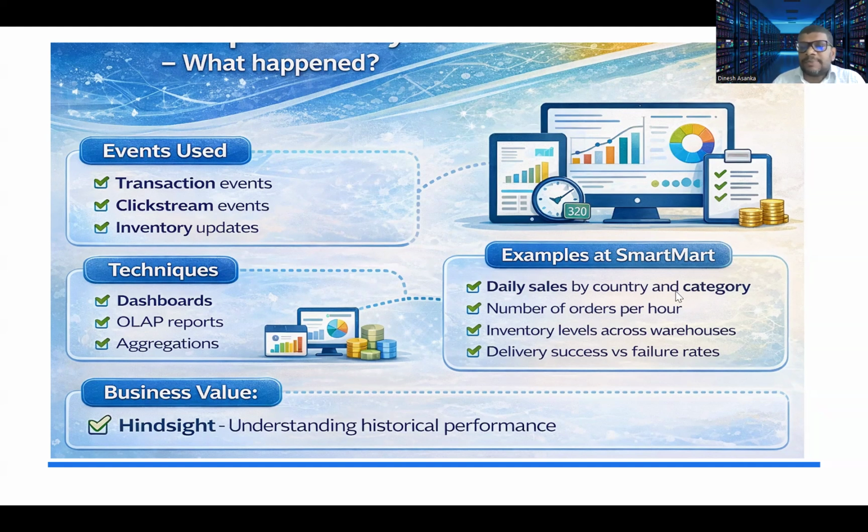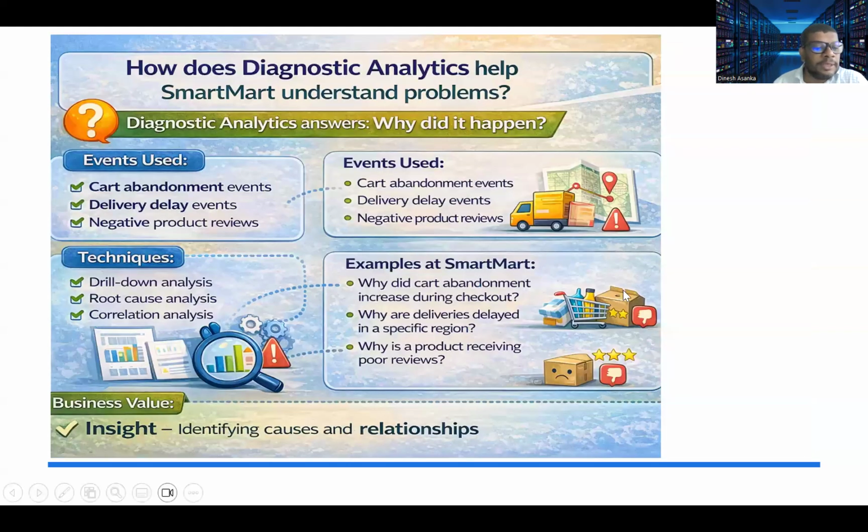So here you can see what types of events, that is daily sales by country and category, number of orders per hour, inventory level across warehouses, delivery success and failure rates. So those are the descriptive analytics that you can perform. Then we will be moving to the diagnostic analytics. So reasons, I'll read out the examples. Why did the cart abandonment increase during the checkout? So that means people go until the checkout and then they don't click the checkout option.